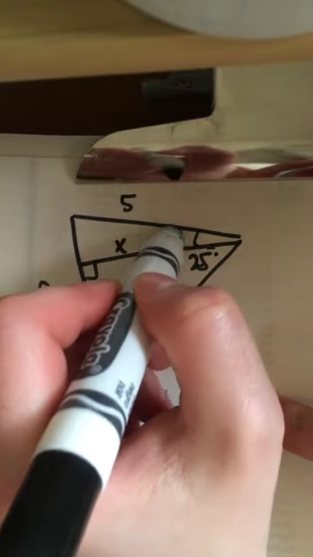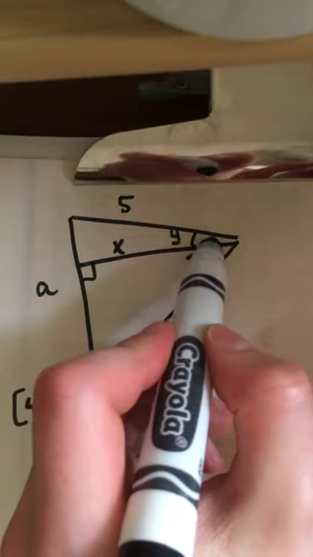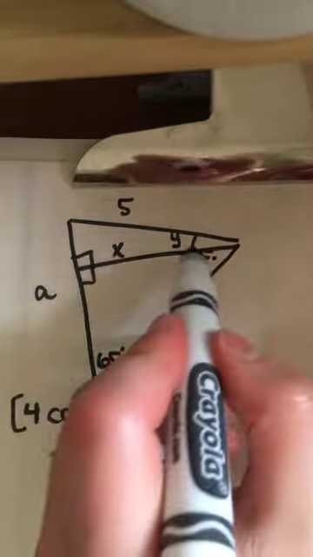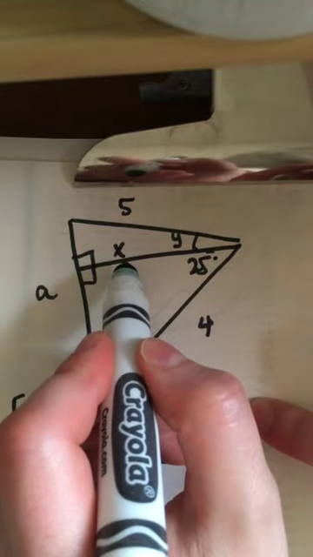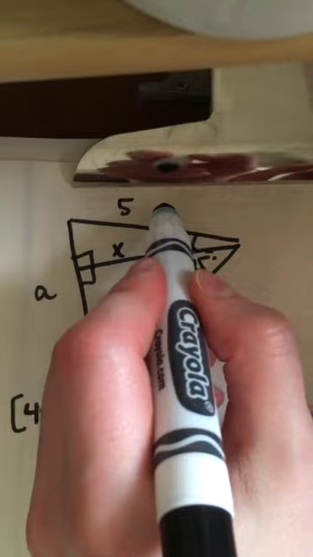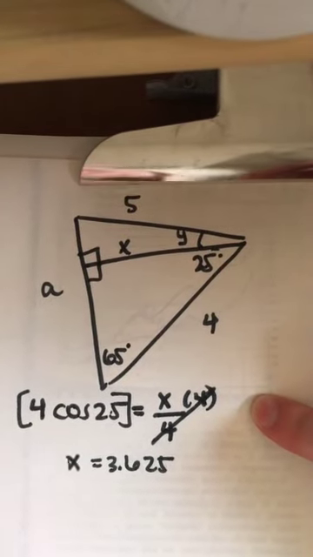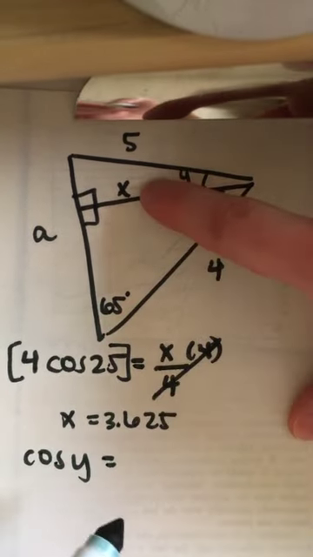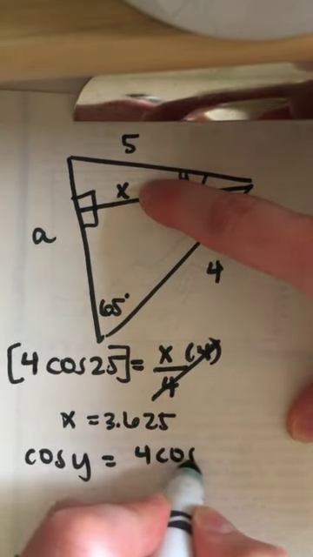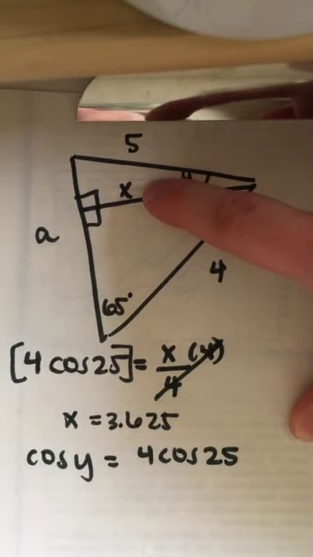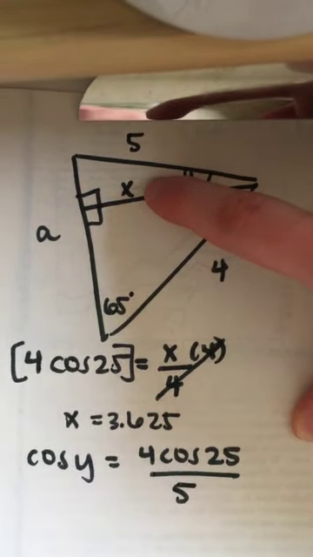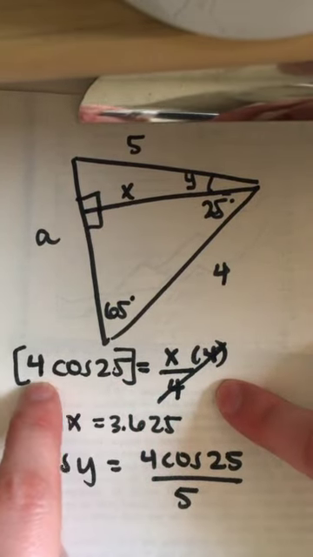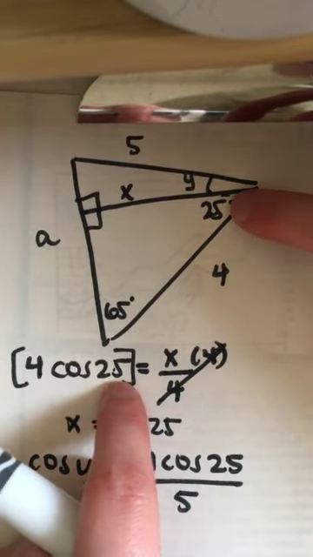So if I want to find this angle, we'll call it angle y, 5 is going to be the hypotenuse, since this is the right angle, and x is going to be the adjacent. If I know the adjacent and the hypotenuse, I'm again going to use cosine. So cosine of y is the adjacent, which I'm going to keep exact, 4 cosine of 25, over the hypotenuse of 5. I know you're freaking out. It's okay. We got this.